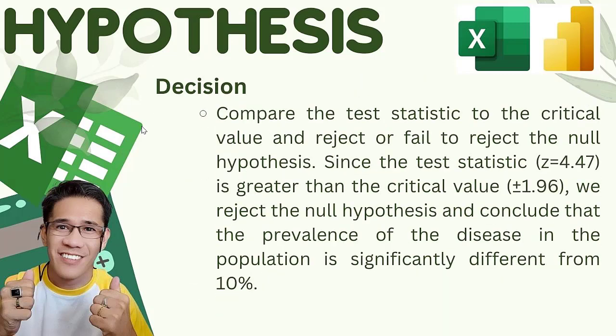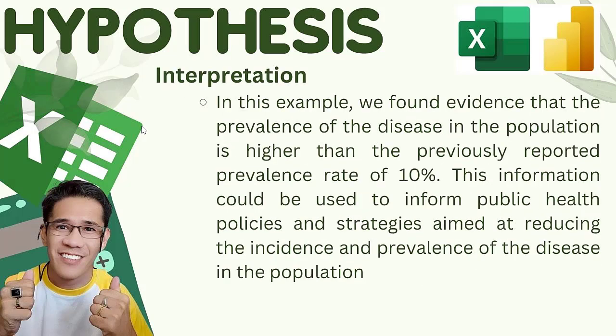Okay, so this is how to interpret the result. We found evidence that the prevalence of the disease in the population is higher than the previously reported prevalence rate of 10%. Ibig sabihin, kung noong previous report, halimbawa ng DOH, sinasabi nila na 10% yung prevalence rate. At yung sa pag-aaral nyo naman, current study that you are doing or conducting, sinasabi na mas mataas yung prevalence rate ngayon kumpara doon sa previously reported prevalence rate.